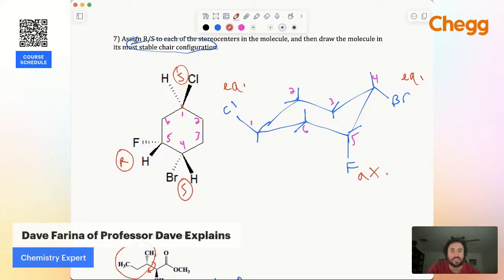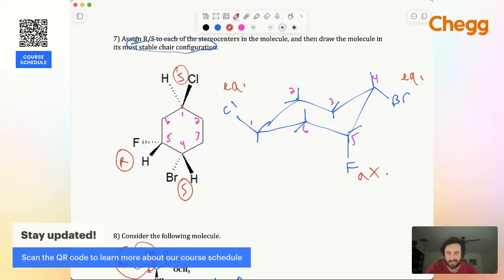Kevin asks, wait, isn't that a constitutional isomer? Yes, structural isomer and constitutional isomer are completely synonymous. They mean exactly the same thing.